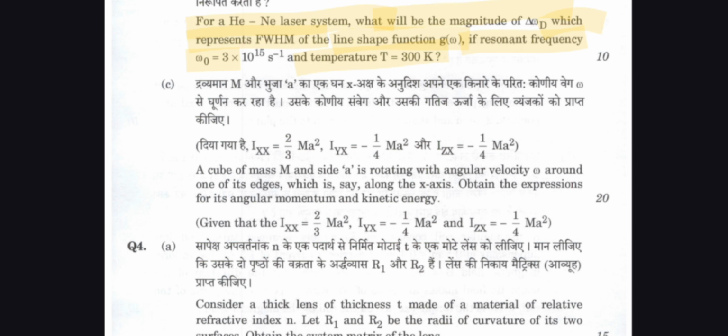Question number C. A cube of mass m and side A is rotating with angular velocity omega around one of its edges, which is say along the x-axis. Obtain the expression for its angular momentum and kinetic energy. So given that, you can see this.